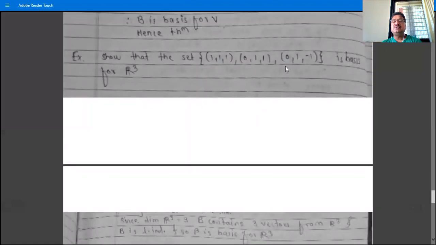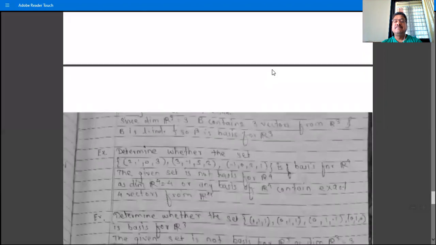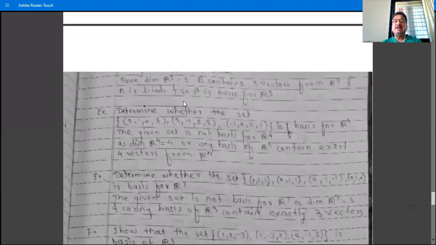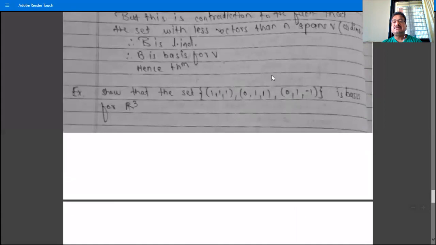So in order to show this set is a basis of R3, we have to show just that this set spans V, or that this set is linearly independent. Out of these two conditions, it is enough to show the set is linearly independent. So this is a set of 3 vectors from R3, and therefore in order to show this set is a basis, we show just that this set is linearly independent.